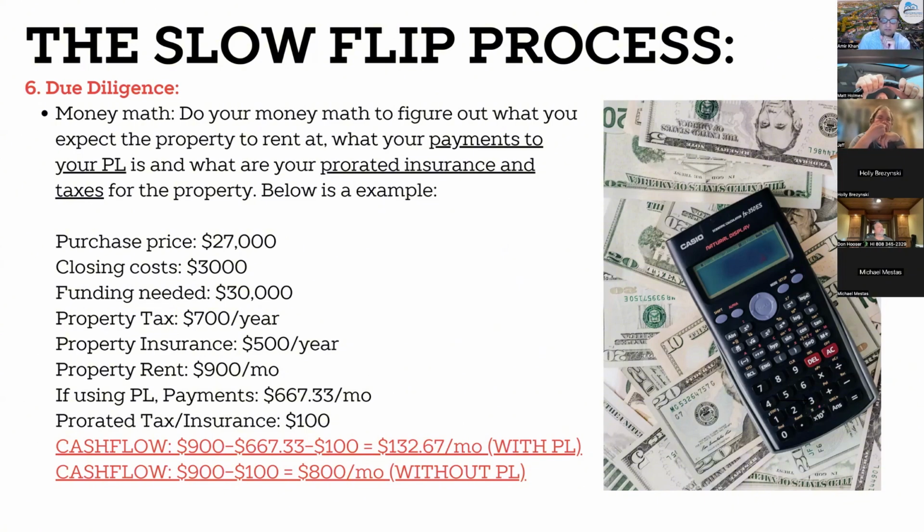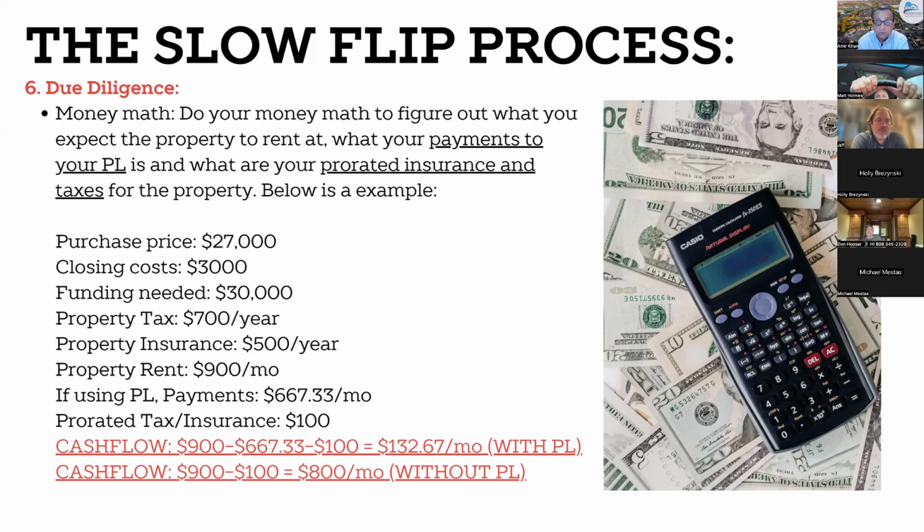Let's assume the property taxes are $700 a year. Property insurance is $500 a year. And this property could rent for $900 a month. So if you have a private lender, the payment will be $667.33 a month. Your prorated taxes and insurance are going to be $100 a month. So the first red line here is the cash flow if you have a private money lender. If you deduct from your monthly rental 667 and 100, you have a buffer of $132.67 a month, which is pretty decent, right? And of course, if you don't have a private money lender, you have $800 a month.